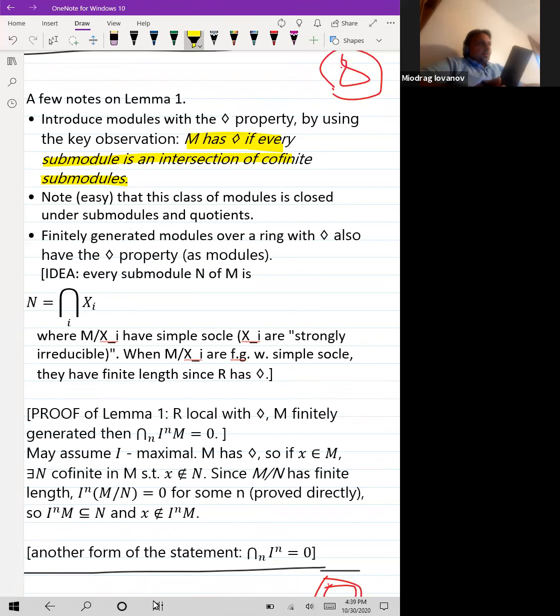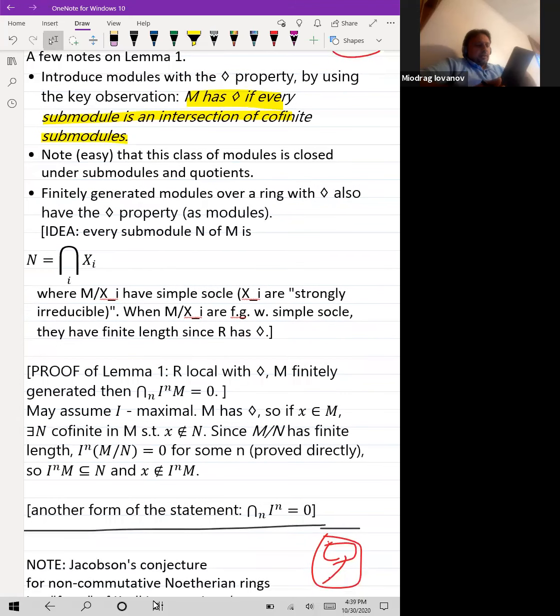It doesn't seem to be easy to note whether this is closed under direct sums. I thought about it a little bit, and I couldn't figure out if this is closed under direct sums. It's not closed under extensions, but it's not clear if it's not closed under direct sums, at least to me. But that's not something that we need.